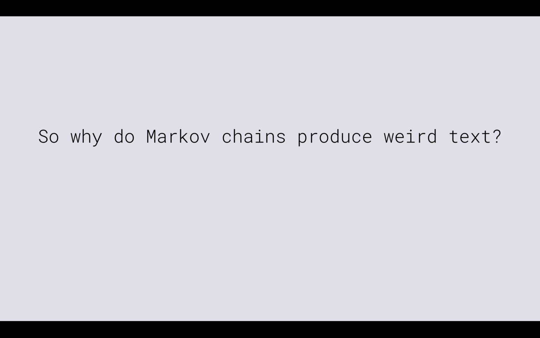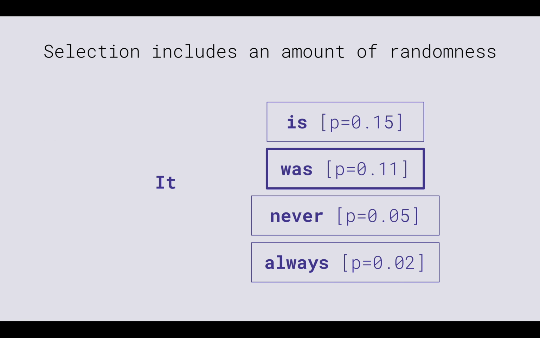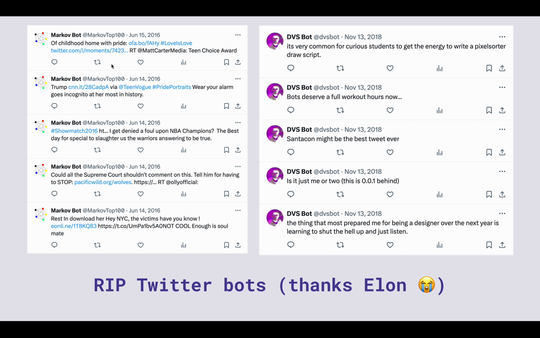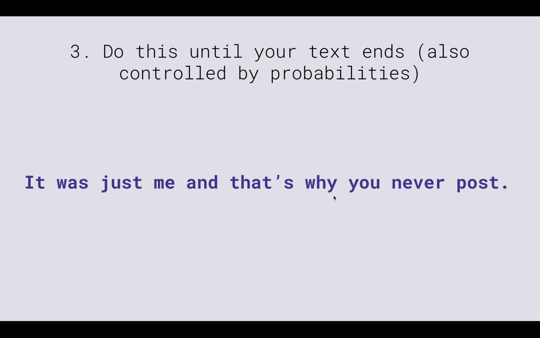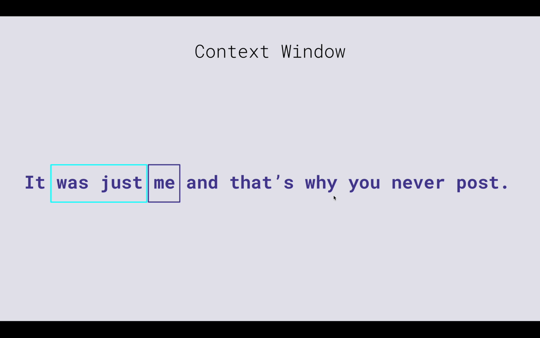So if we look at the examples that we've shown before, if we go back here, you'll see that this Markov bot here is very, very weird. "Of childhood home with pride"—I don't even know, it's not a sentence, not a phrase, it's just a gobbledygook of words. And likewise, my bot is probably a little bit better. We'll talk about why that is in a minute, but you will see that it still is pretty confusing. And that has to do with how Markov chains work.